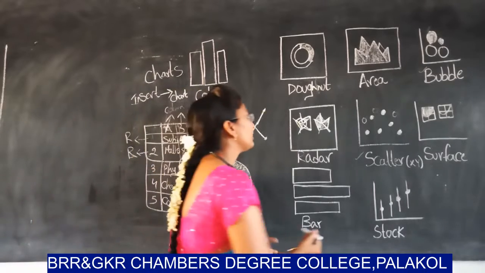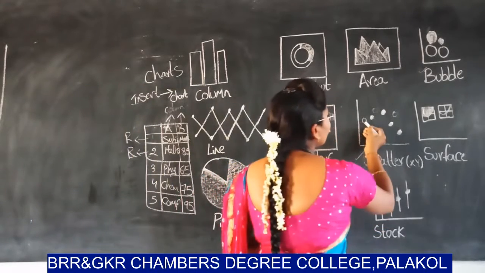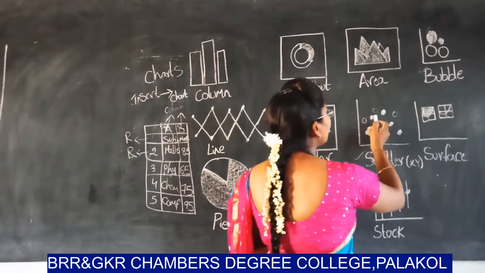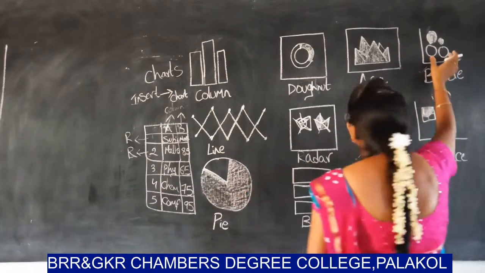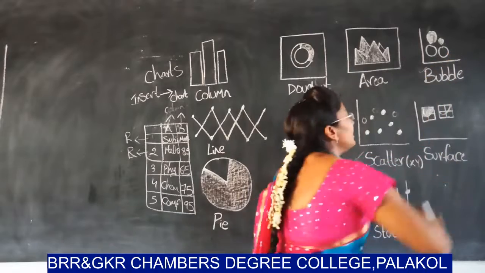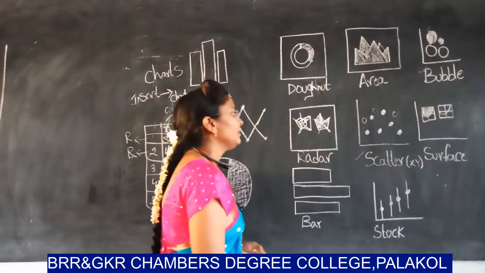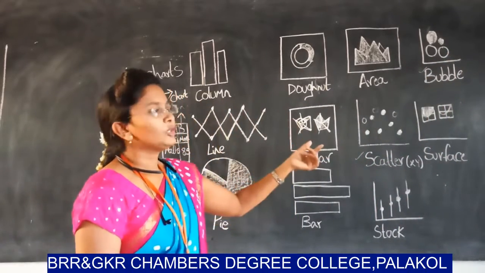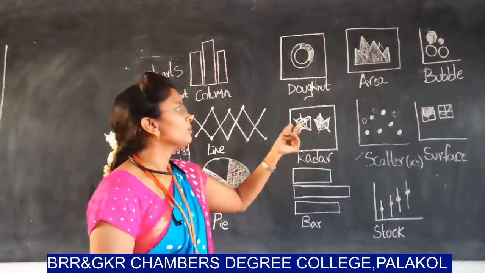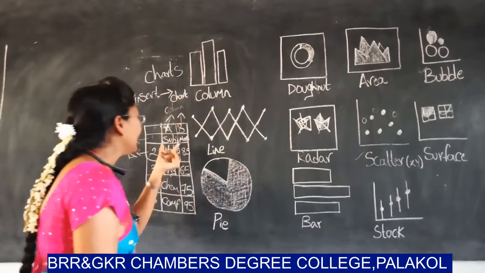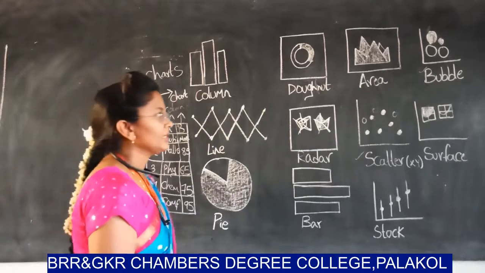That dot, I already told you in the scatter chart, this is the unselected one and this is the selected one. Here also you can see the selected portion and the unselected portion in your Excel sheet. That selected portion and unselected portion belong to the data which we have taken in this Excel sheet.